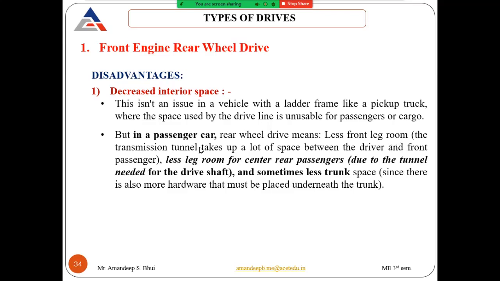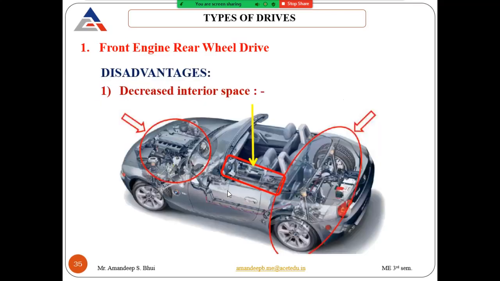Okay, the transmission tunnel that goes beneath the driver or the passengers occupies a lot of space. So this means less leg space or less room for the passengers. Even the rear passengers will have less leg space. So a lot of space is taken up by the rear transmission arrangement in the case of rear wheel drive.